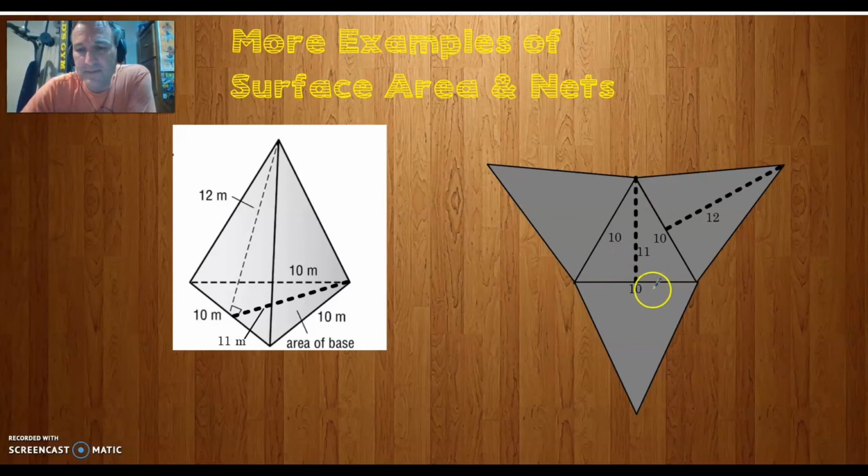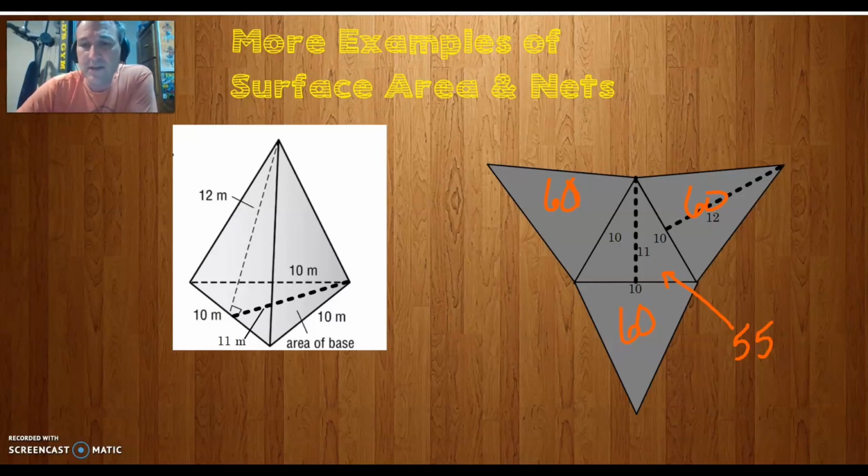That one's a base of 10 by an 11 height. 10 times 11 is 110, and divided by 2 is 55. So I'm going to put a little arrow there, and we're going to go, that's 55. And then all three of these triangles around the outside are the exact same size, and those are 10 by 12s, and 10 times 12 is 120, divided by 2 is 60. So each of these triangles is 60. Make that look like a 0.